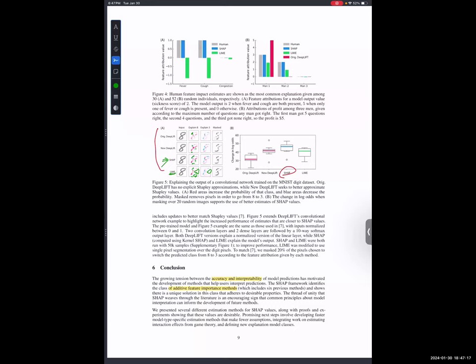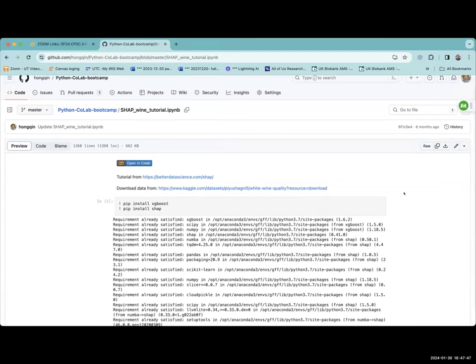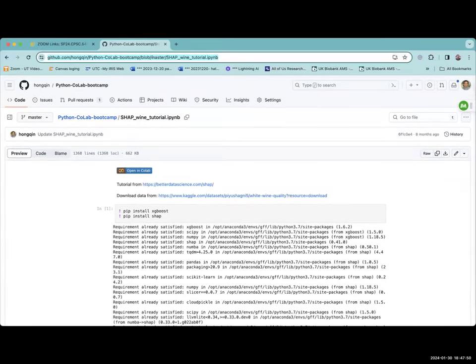Okay, I'm trying to find my tutorial code for the Shapley value. Okay, I actually did have a sample code for the Shapley value, so I'm going to share it. This is actually from an online tutorial that I just redid myself. I forgot which blog, but I gave the link there. The data is from Kaggle. The tutorial is Better Data Science, Shapley value.